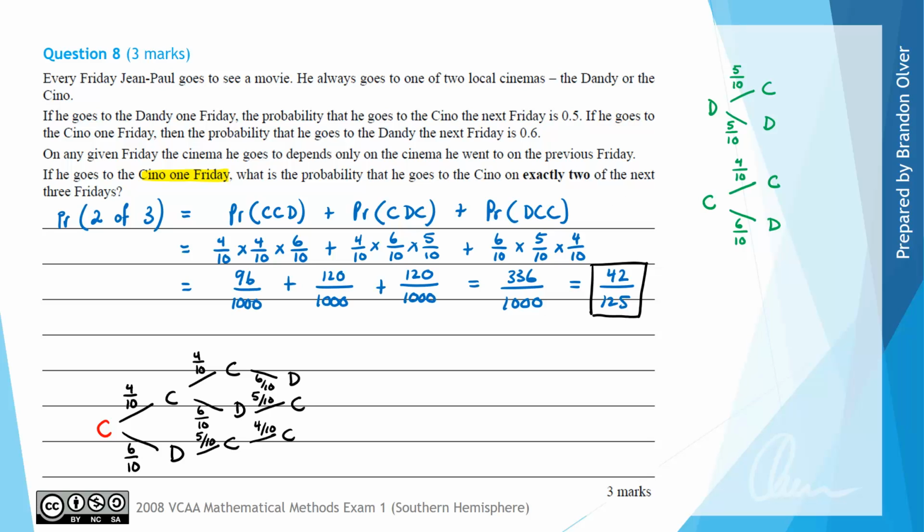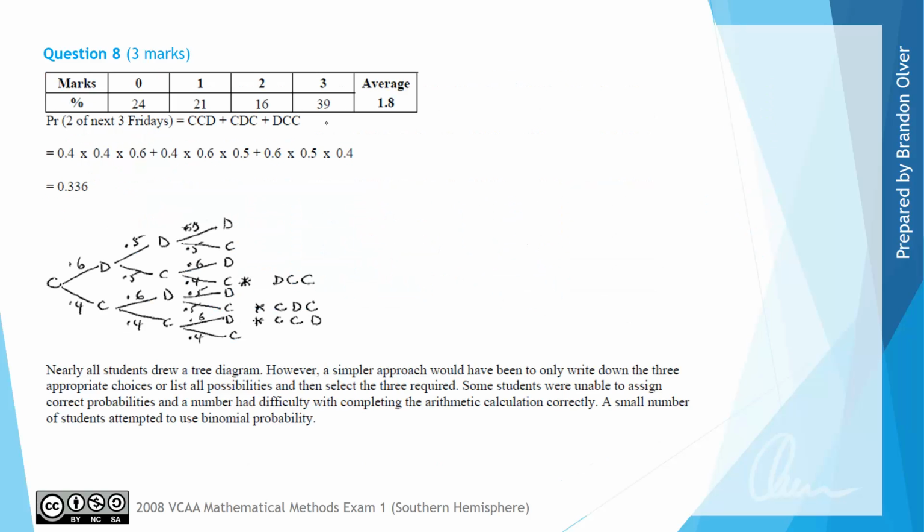So from the examiner's report, we can see that about 40% of students received full marks, and nearly all students drew a tree diagram. However, a simpler approach would have been to only write down the 3 appropriate choices, or list all possibilities and then select the 3 required. Some students were unable to assign correct probabilities, and a number had difficulty completing the calculations correctly. A small number of students thought that the binomial distribution applied to this question.